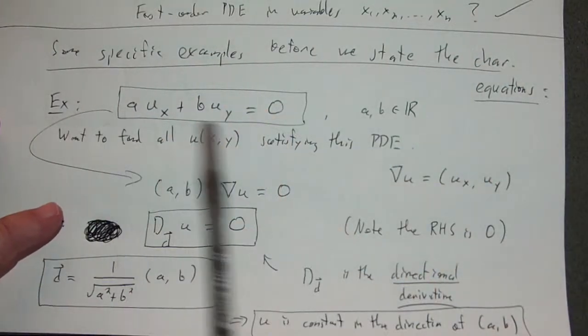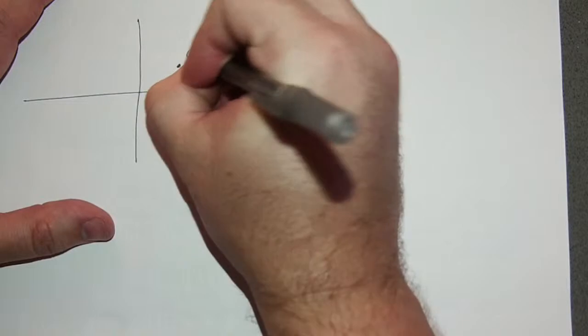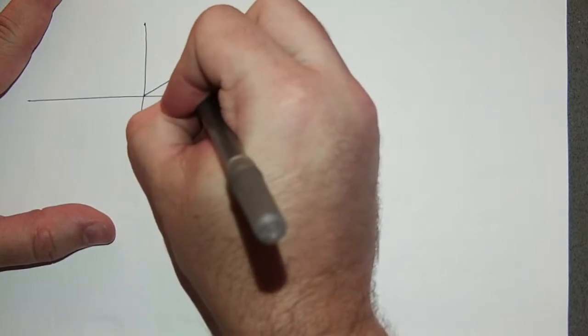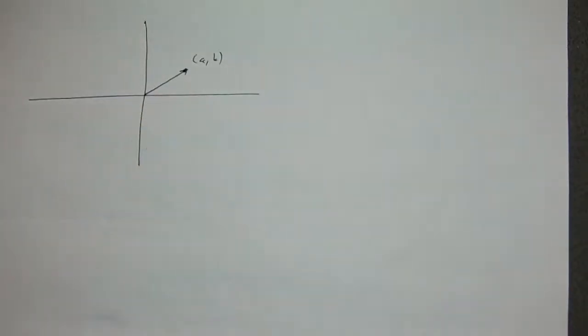So let's draw. Remember, we have absolutely no restriction here. This is the only PDE. We have no initial data specified, no boundary data, none of that stuff. So as far as I know, I'm solving this on all of R2, right? No restrictions. So if I draw a picture of R2, then I have the vector AB, whatever that vector is. So if here is the point AB, we'll say, sitting in the first quadrant, then here's my vector. Of course, D is going to be pointing the same direction. It's just unit, whatever. Here's my vector AB.